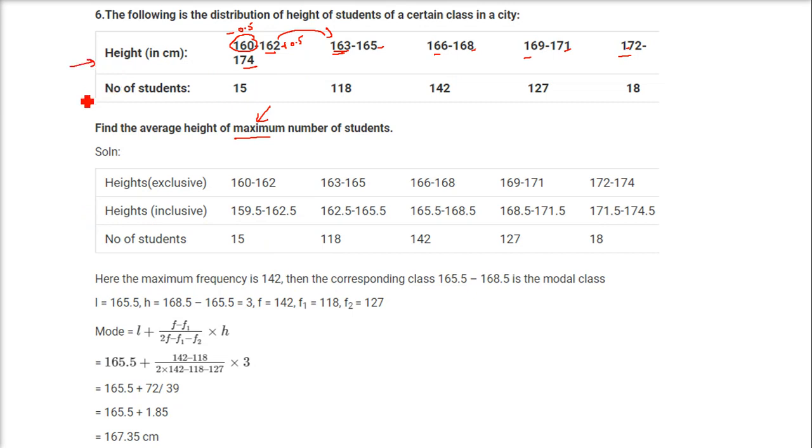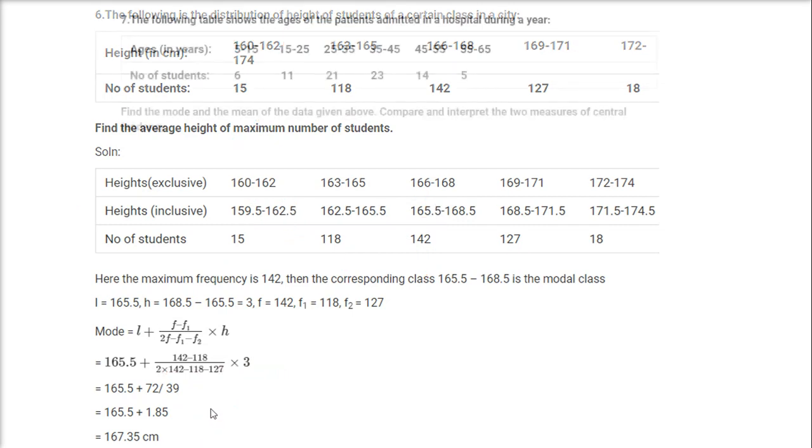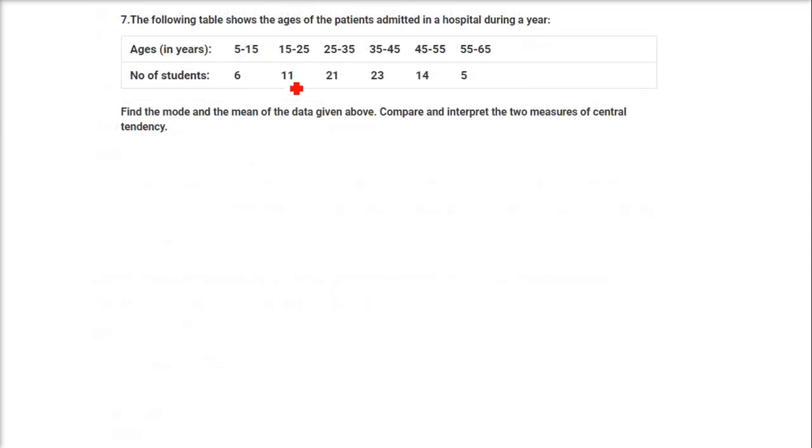This is the exclusive heights, and when we make it inclusive, it will be subtraction of 0.5 from the lower limit and addition of 0.5 to the higher limit. So which is the maximum one? 142. This is F, this is F1, F2, this will be our L, and H is of course 162.5 minus 159.5, so you'll get 3. H will be 3. So put all values here, you get 167.35.